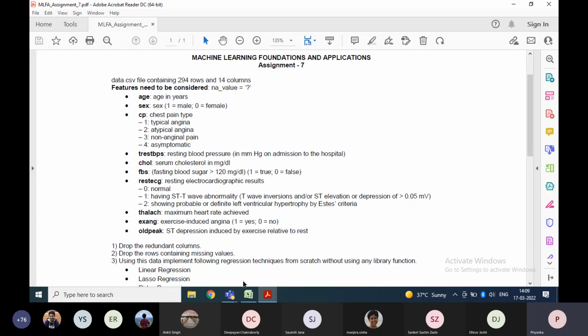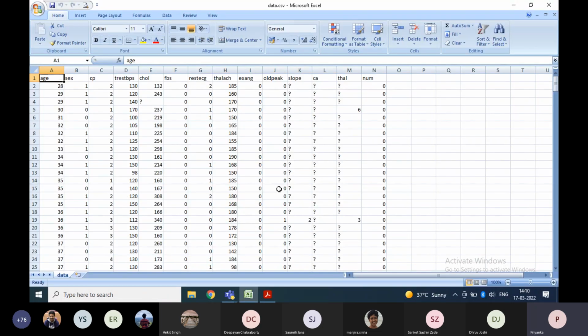As you can see in this CSV file, the first column represents the age, the second column represents the sex, male or female, and the third column represents the CP.